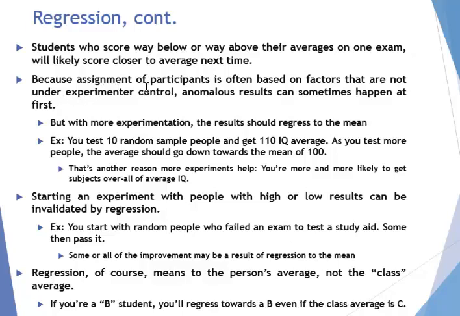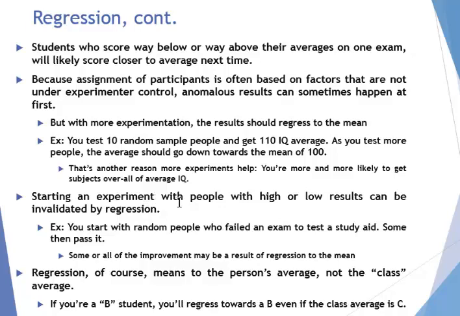Because assignment of participants is often based on factors that are outside of the experimenter's control, anomalous results can sometimes happen at first, but as we discussed before, the more you experiment, the results should regress to the mean. If you test 10 random people, I think IQ tests are generally designed for an average of 100. So if you test 10 people, they may average 110, but if you test 100 people, if you test 1,000 people, odds are the average will dip down towards 100. And by the same token, if your average started with 90, it will also go up towards 100. The more experiments you do, the more likely you are to get a result towards the mean, and that will kind of cancel out. The regressing to the mean will cancel out the confounding effects, the other possible effects, leaving really the only effect, the effect of the independent variable.